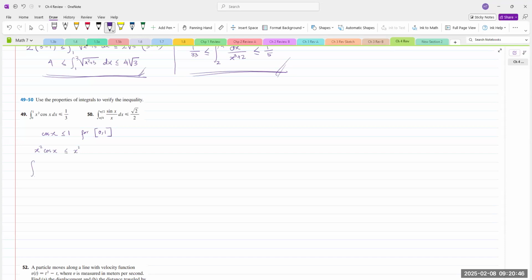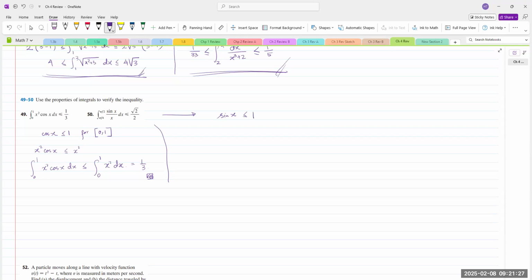When I integrate from 0 to 1 of x squared cosine x dx, then it must be bounded above by the integral from 0 to 1 of x squared dx. Is that right? While this guy is actually 1/3. When you integrate that x squared from 0 to 1, that will be 1/3. So that's how we prove it. Now likewise, we know sine x is between, actually, the lower bound, no, I don't need the lower bound. Yeah, the upper bound is 1, right?